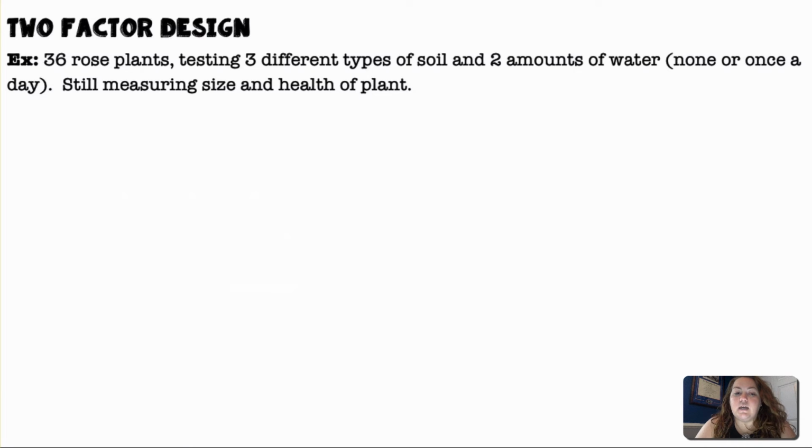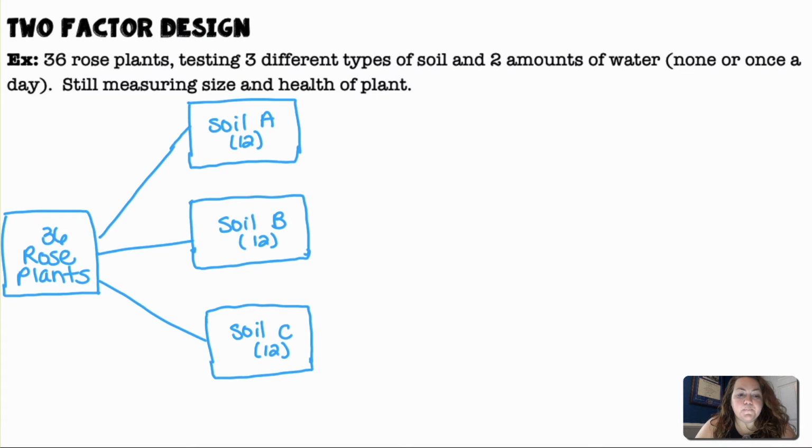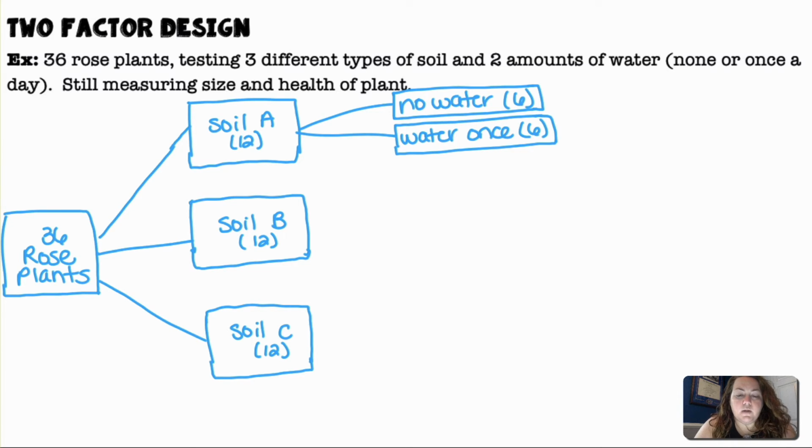Still measuring size and health of the plant. Okay, so this is similar to what we had before. So I'm starting with 36 rose plants. I have 3 different types of soil: A, B, and C. I'm randomly assigning them to which soil they get.